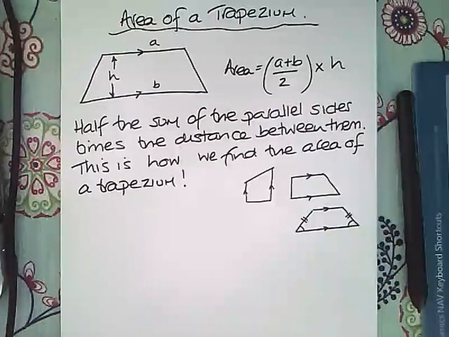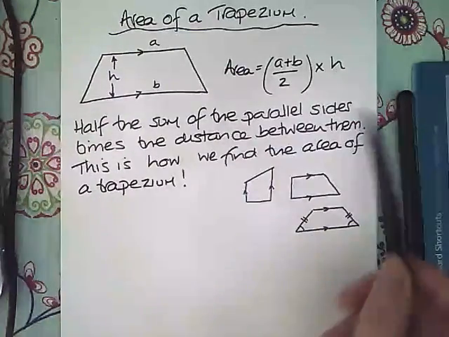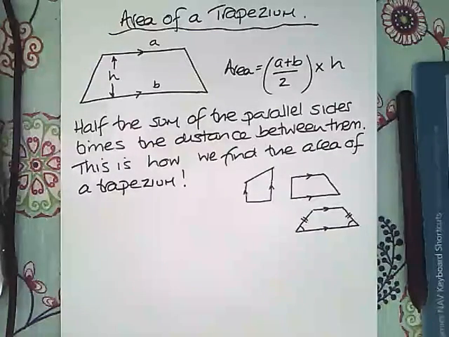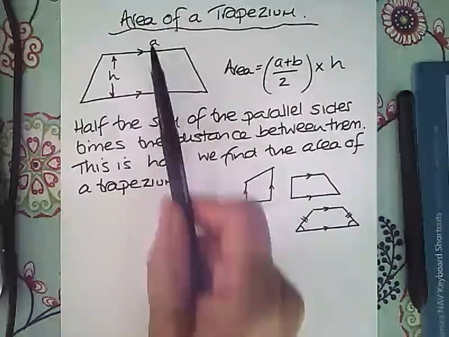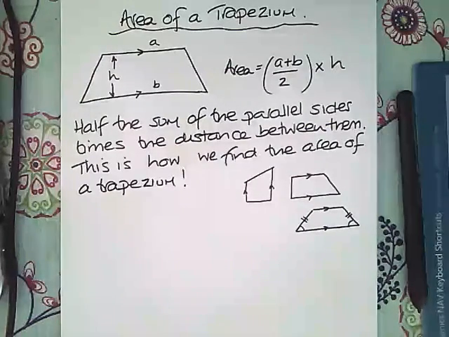Right, I promise I'm not going to do that again, but if you remember that particular phrase, half the sum of the parallel sides times the distance between them, that will help you find the area of a trapezium. So what that means is you add these two parallel sides together, you halve your answer, and then you times that by how far they are apart.